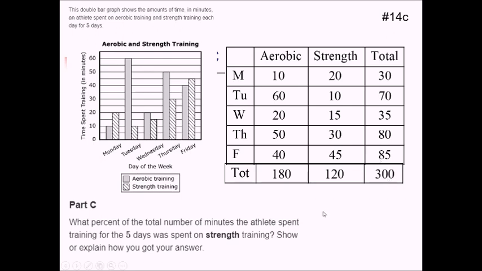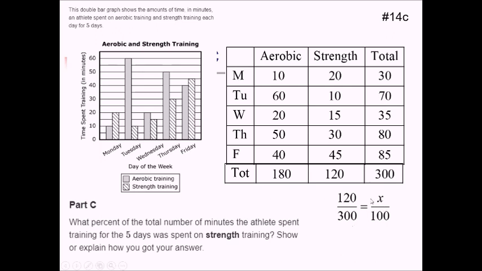So to figure out the actual percent on strength training, I'm going to set up a proportion. So I've got 120 is the part. The whole is 300, so 120 over 300. And I'm going to set that equal to, we'll say, x, or whatever your favorite variable is, over 100. This is the percentage fraction here.